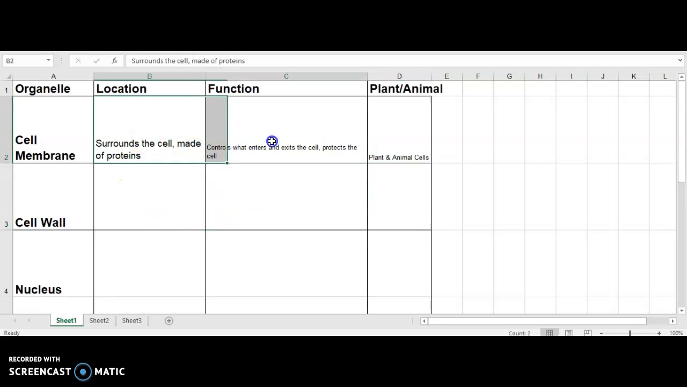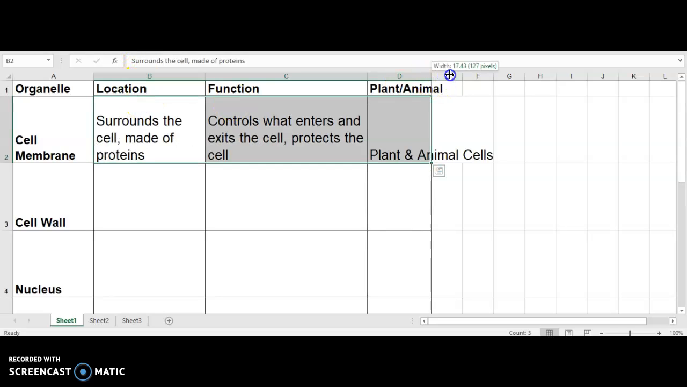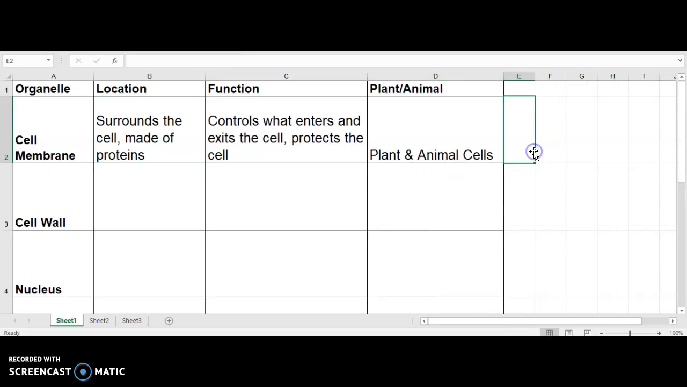Let's go ahead and make these text boxes bigger. Okay, we'll extend this out too. There we go, so it looks nice.